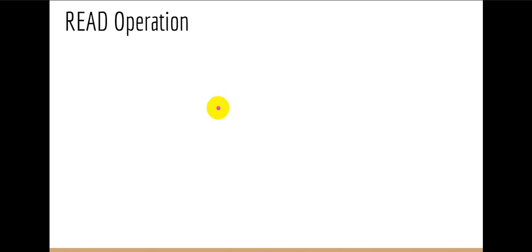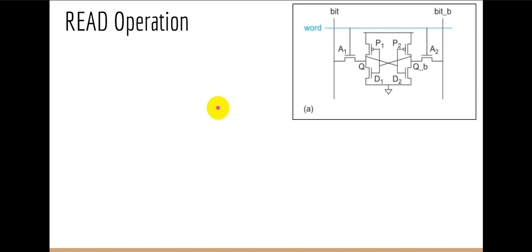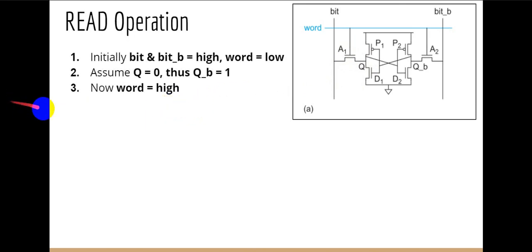So let's start. Let's say we want to understand the read operation first. We assume that in this memory cell we already stored something, the Q. Before going to read, there are a couple of synchronous operations we have to maintain. First, before read, we have to make the bit and bit bar lines high, or you can say the bit lines are both initially floating high. Then we assume Q is 0 and Q bar is 1.